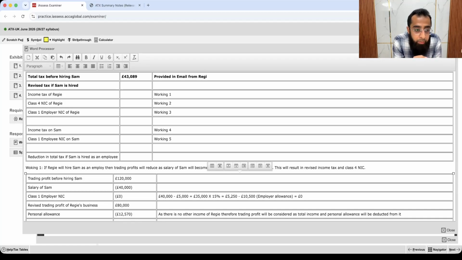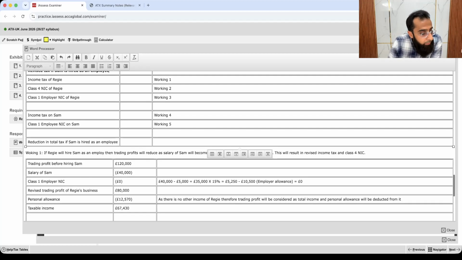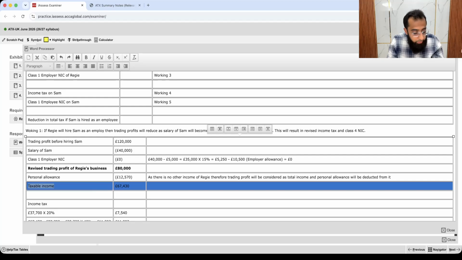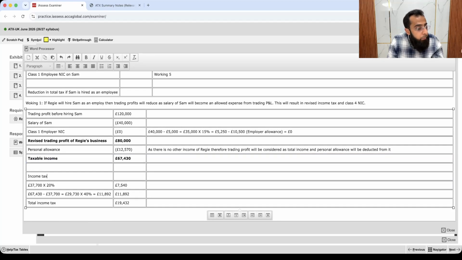If I will hire Sam as an employee, revised tax if Sam is hired as an employee. So obviously my trading profit will get revised, and when my trading profit will get revised, my income tax will get revised. Trading profit before hiring Sam was 120,000, it was given in the question. Salary of Sam 40,000 pounds. Class 1 employer NIC will be waived off due to employer allowance of 10,500 pounds. Revised trading profit, you got the taxable income, you did the income tax.